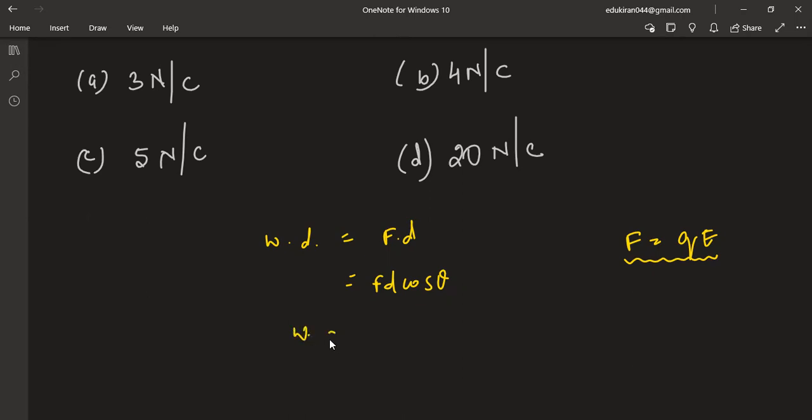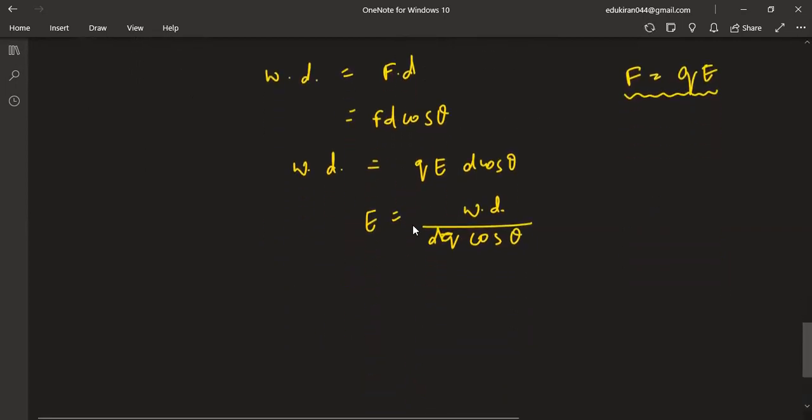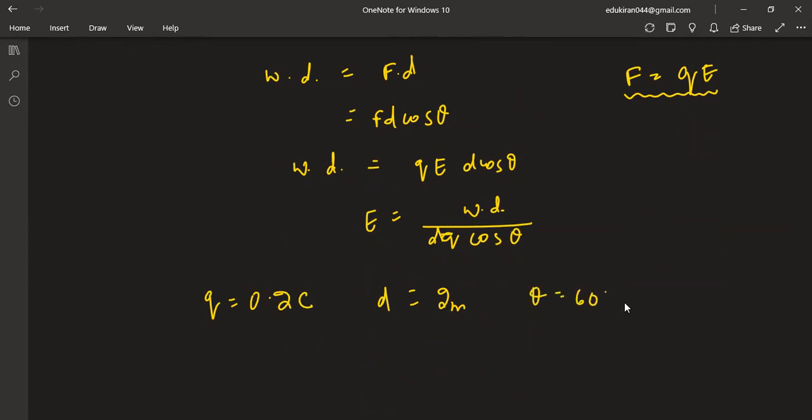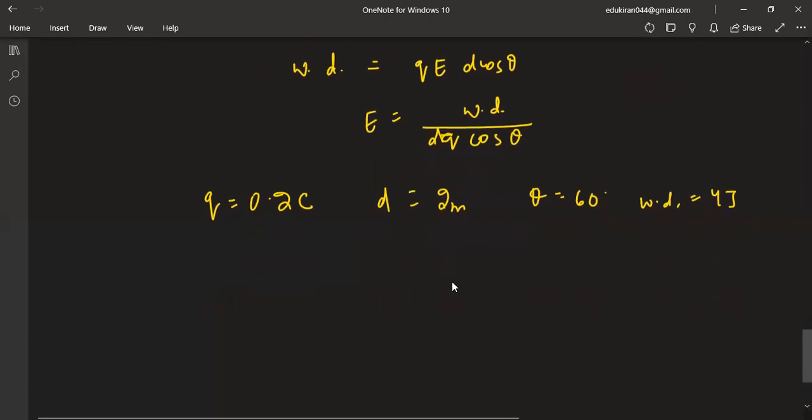So work done will be QE d cos theta. Right. So electric field is what? Work done by Q cos theta and d. Right. This is what electric field will be. Now let's see what all things do we have with us. Charge is 0.2 coulomb. Separation is 2 meters. Theta is 60 degrees. Work done is 4 joules. So once you put everything into this, I think everyone will be able to solve this.